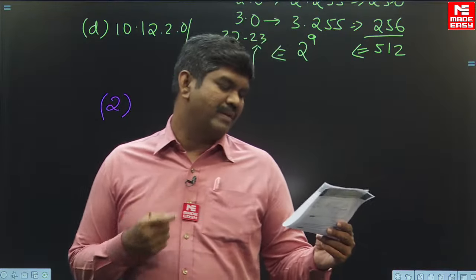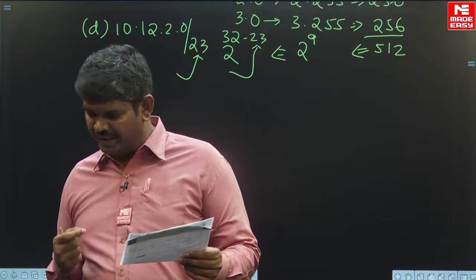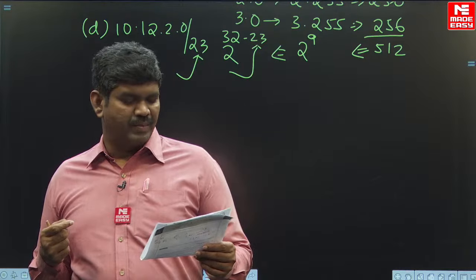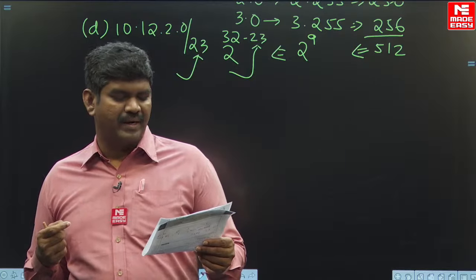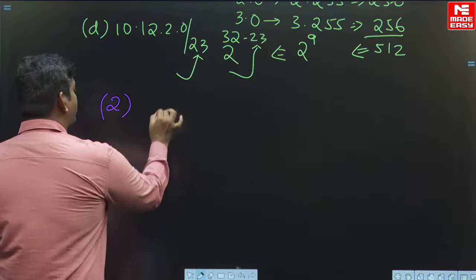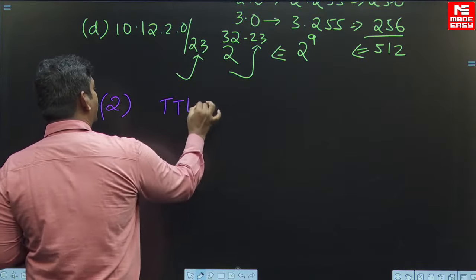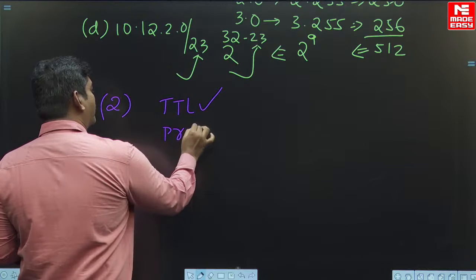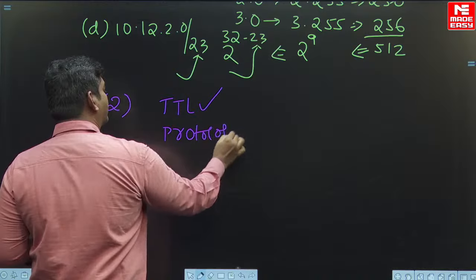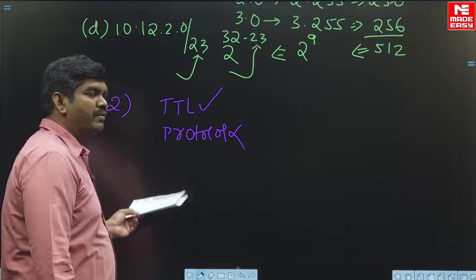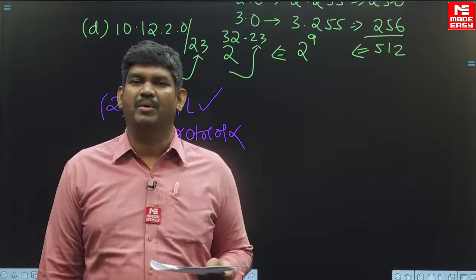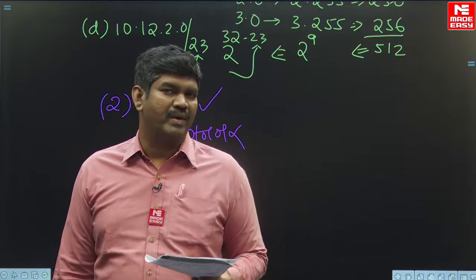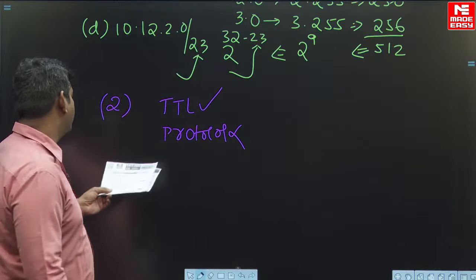They have given some options: one is TTL, the others are protocol, source address and header checksum. Which is going to change? TTL is going to change. But the protocol field will not change. For ICMP, the protocol field value is 1. Like that, for different protocols, the value will remain the same from end to end. So this cannot be the answer.